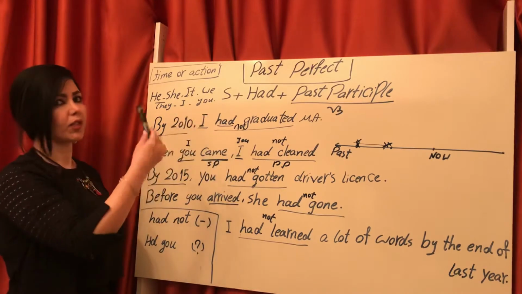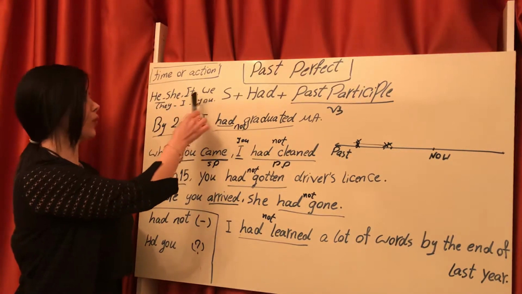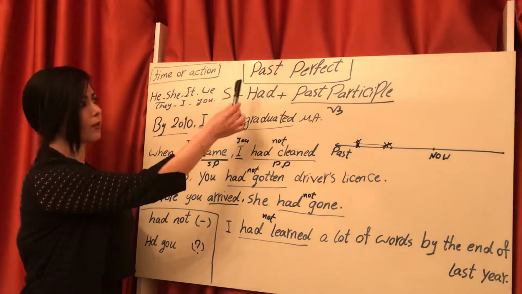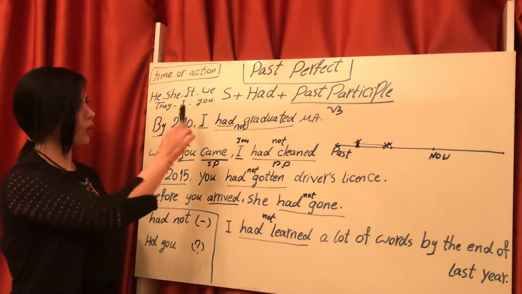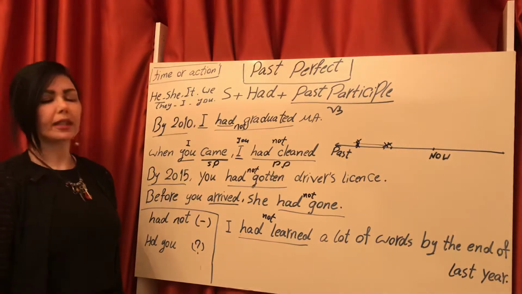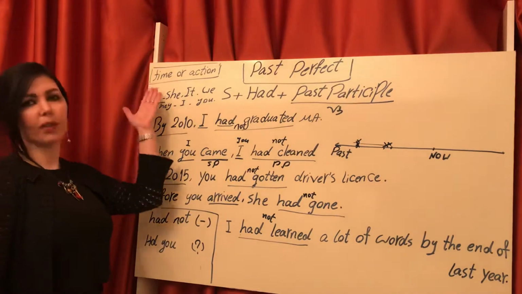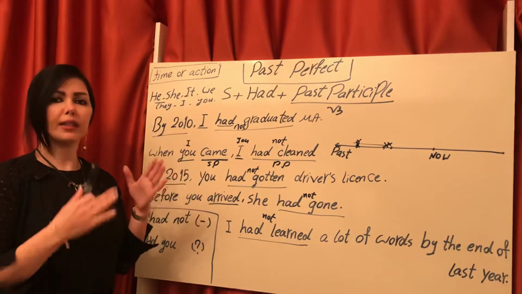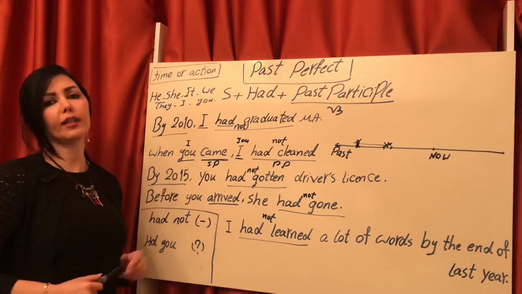It doesn't matter what the subject is. He, she, it, we, they, I, you, all of them plus had plus past participle. For all subjects, it's the same. Okay, when can we use this tense? When we have a specific time, or when we have an action in the past before another action.